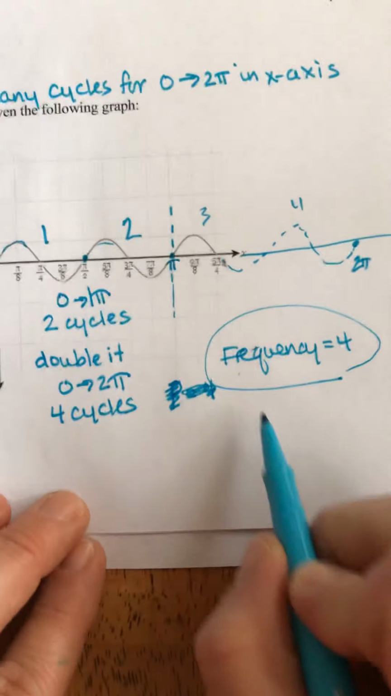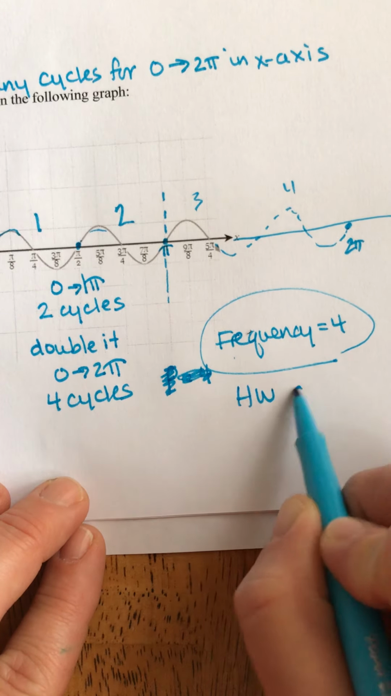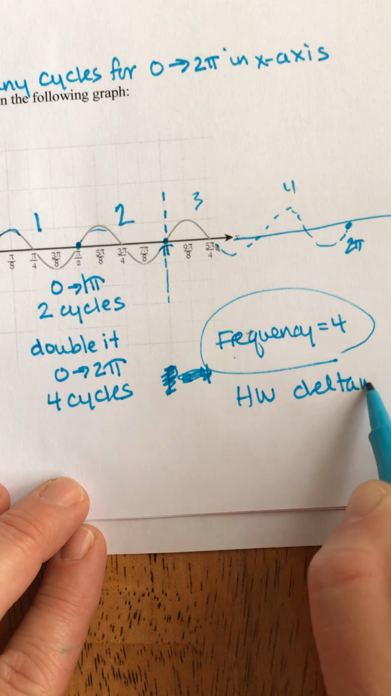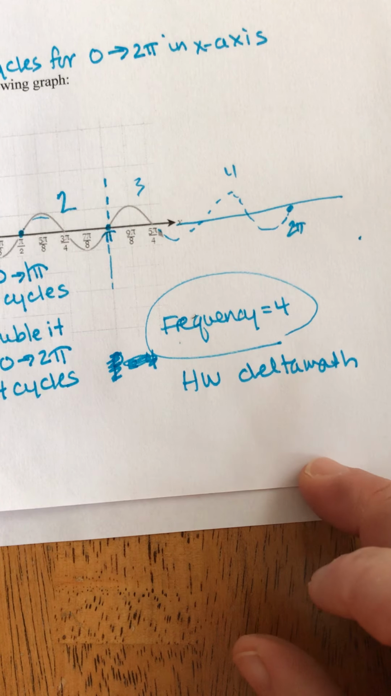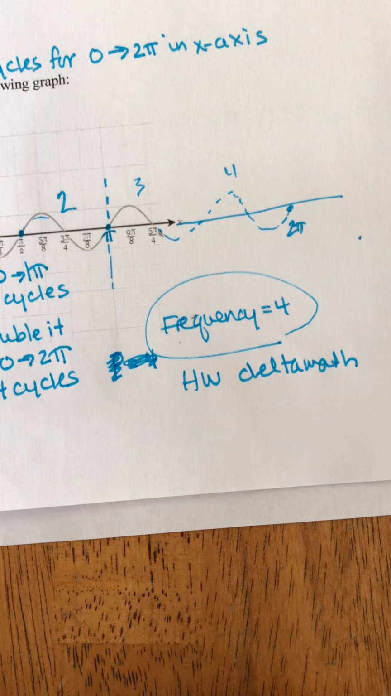All right, your homework for this is on Delta Math. There'll be 10 of them, and you should be able to look at your screen to answer those. I don't think there's anything to write down. And we'll have another lesson this week, and it's going to be on determining if a graph is sine or cosine and possibly tangent. So that'll be what we do on the next lesson. Good luck to you.